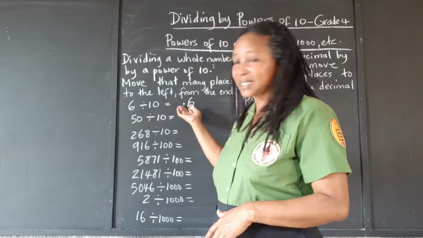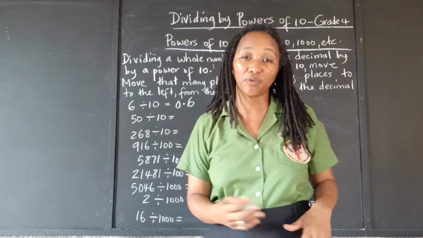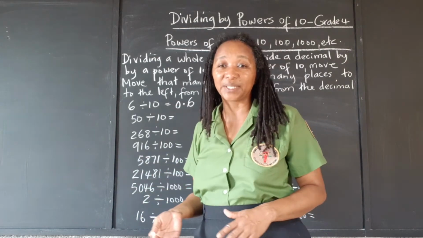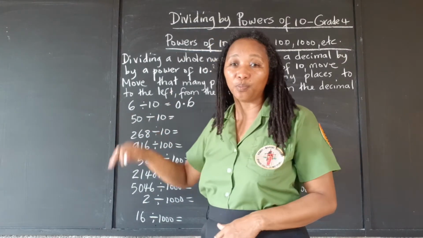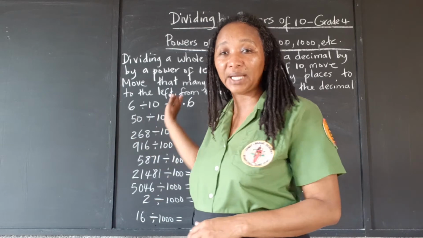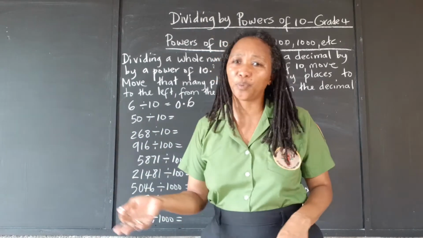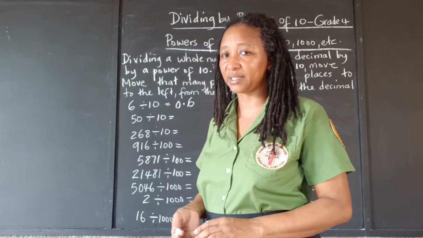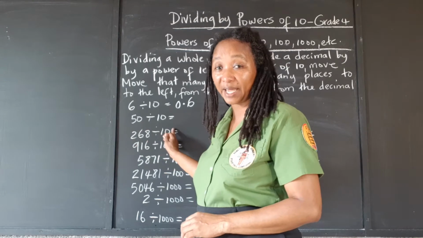Some teachers will accept this, other teachers would want you to fill in a 0. When you're writing decimals and there are no whole numbers there, most teachers would prefer if you put that 0 there to hold the place of the whole number. But if you wrote .6, you would not be incorrect. Okay? So now we're dividing 50 by 10.